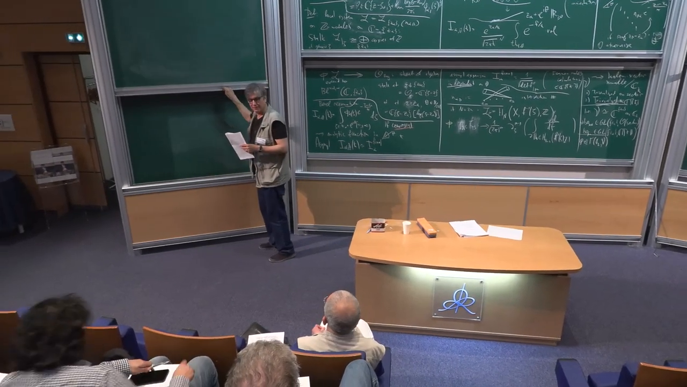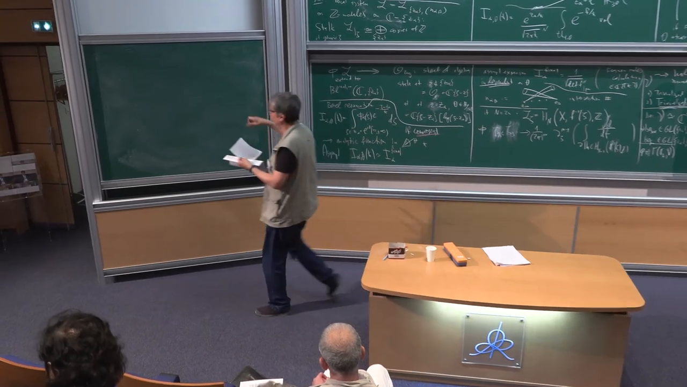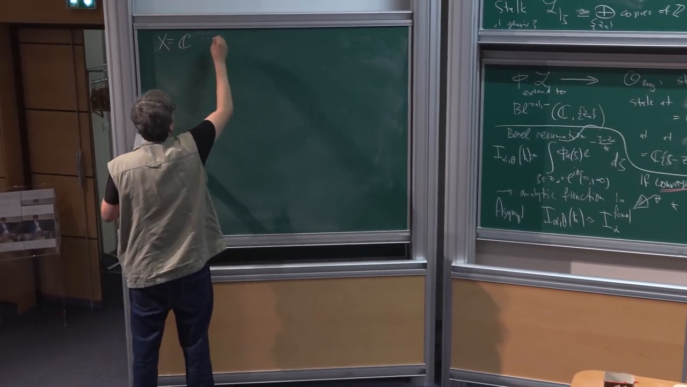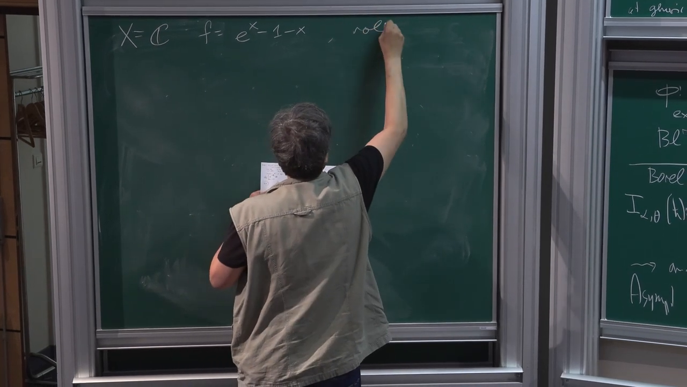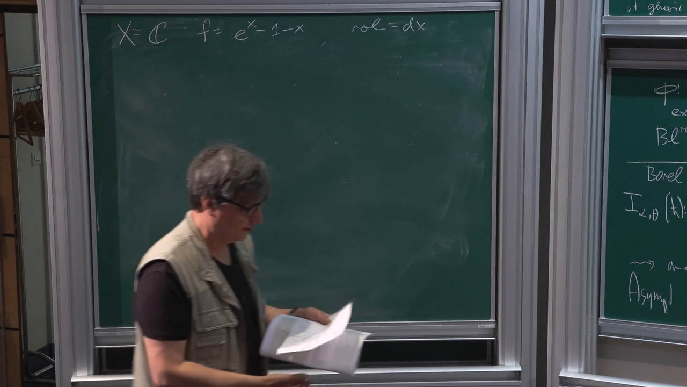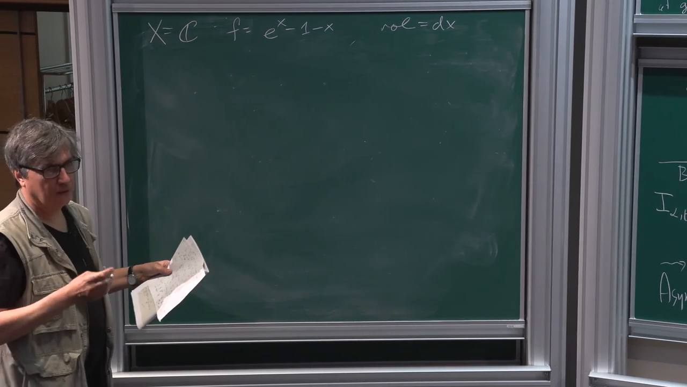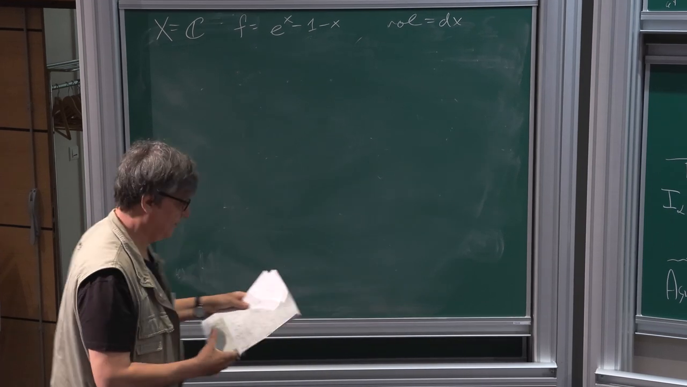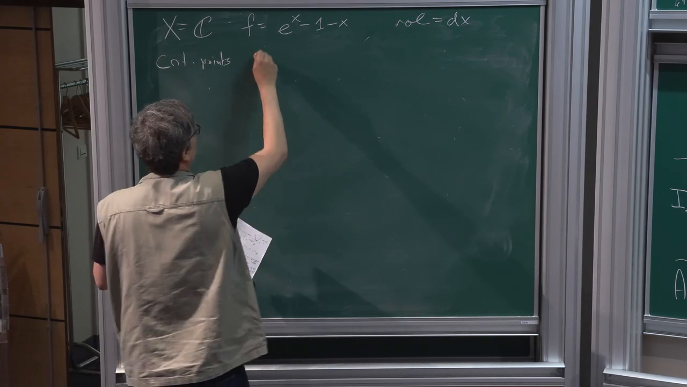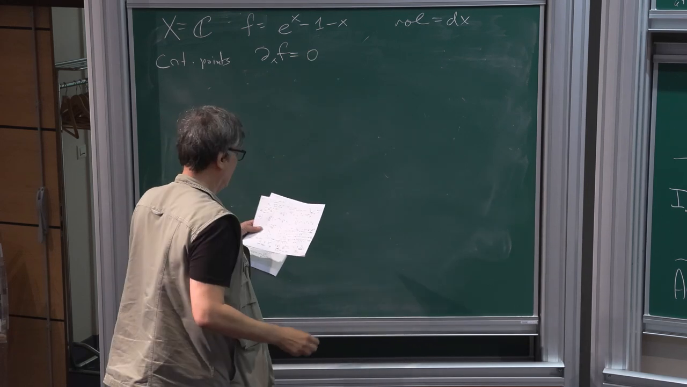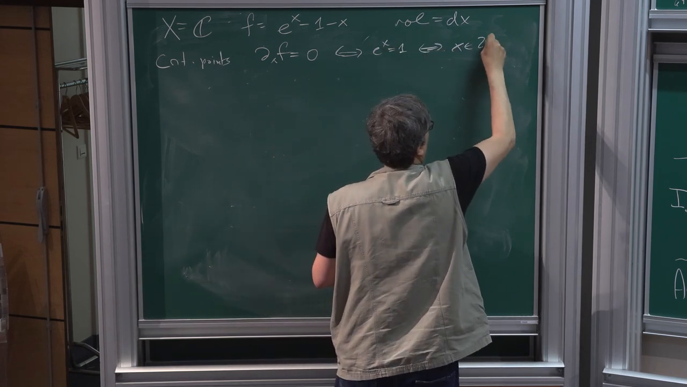Maybe just now give a really nice example, kind of beyond this simple exponential integrals. Consider such a thing, which is not a polynomial. The exponent of x is not a polynomial. Now let's try to do all this machinery which we have in these situations. What are critical points? The derivative of the action is equal to 0. Then it implies that exponent of x is equal to 1, and it implies that x is in 2πiZ.